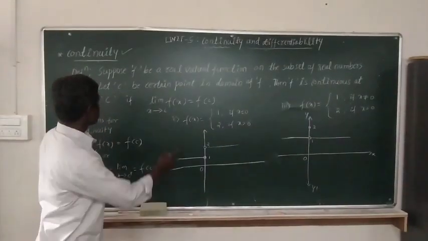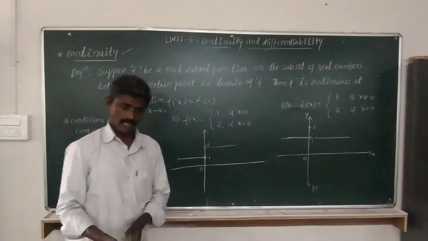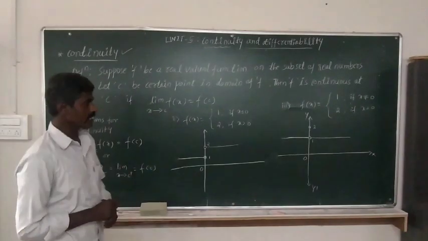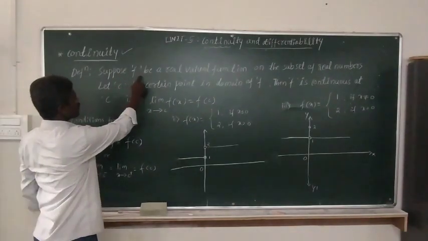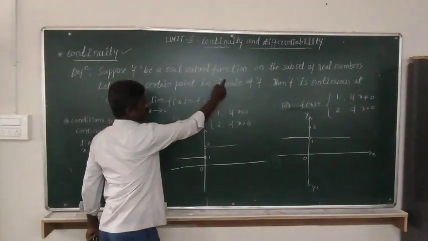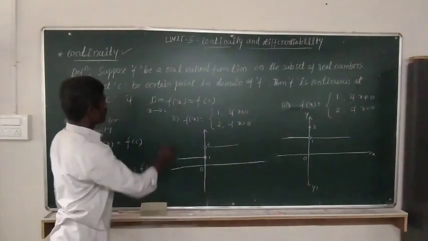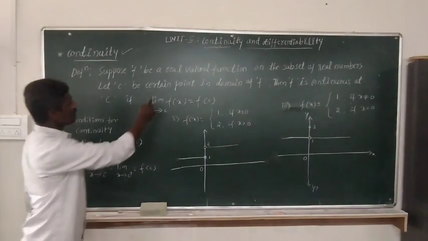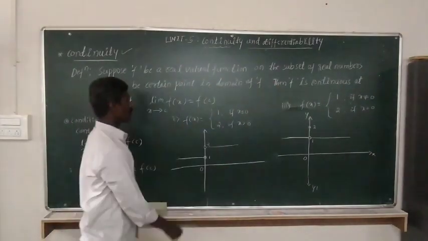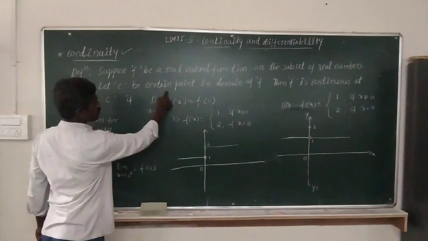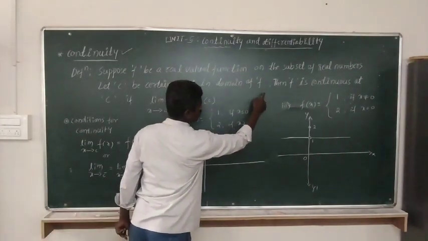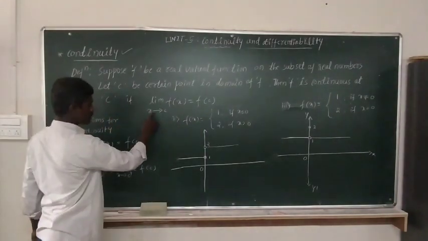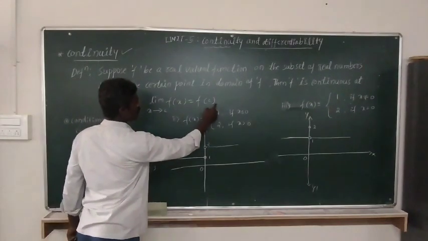Dear students, now after knowing the graphical examples, we are going to define continuity. The definition of continuity: suppose f is a real valued function on a subset of the real numbers. A real valued function means a function that includes real numbers and variables. Let c be a certain point in the domain of f. Then f is continuous at c if limit as x tends to c of f of x equals f of c.